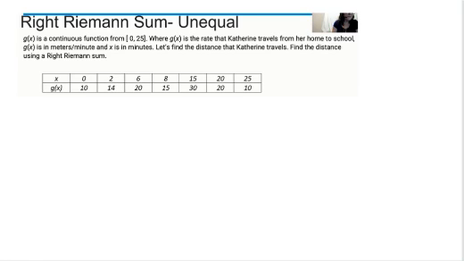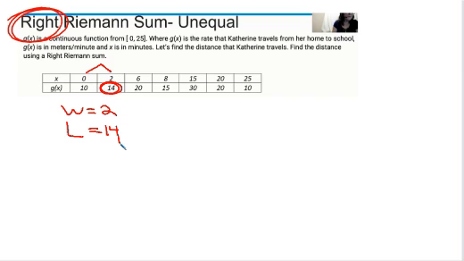Now, we don't need to go through this problem all the way. This is the same problem we did a minute ago, but this is a right Riemann sum. The only thing that changes, for example, on this first rectangle, the width is still 2, but my length, instead of using the left edge, I'm going to use the right edge.